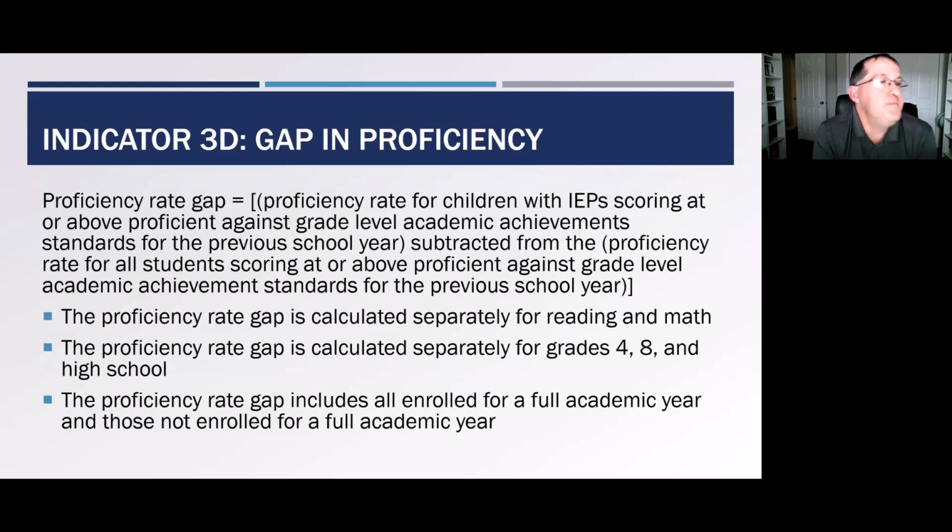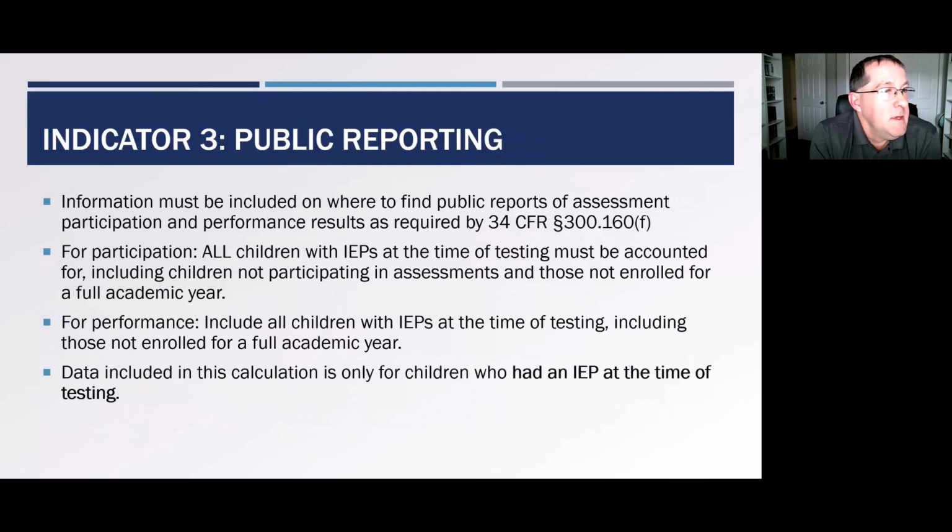And next one. So public reporting: all of this information under ESEA has to be reported publicly. So when the state submits the APR to OSEP, they have to include where to find that information on the state's website. It is a requirement in IDEA that they do that. For participation, they require all children with IEPs at the time of testing, even those that didn't participate and those that weren't enrolled for a full academic year. For performance, it's similar. And the data included in the calculation is only children who had an IEP at the time of testing.